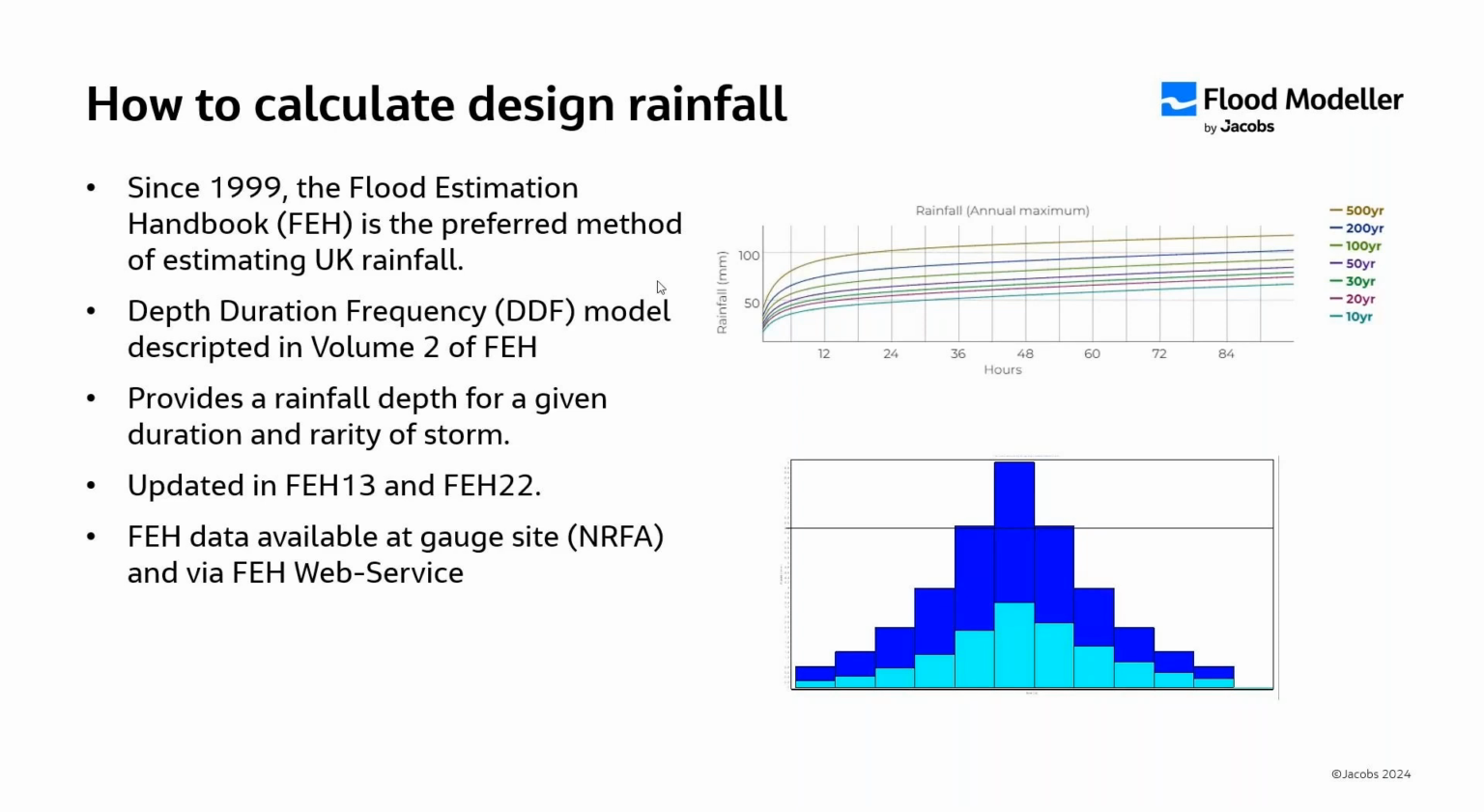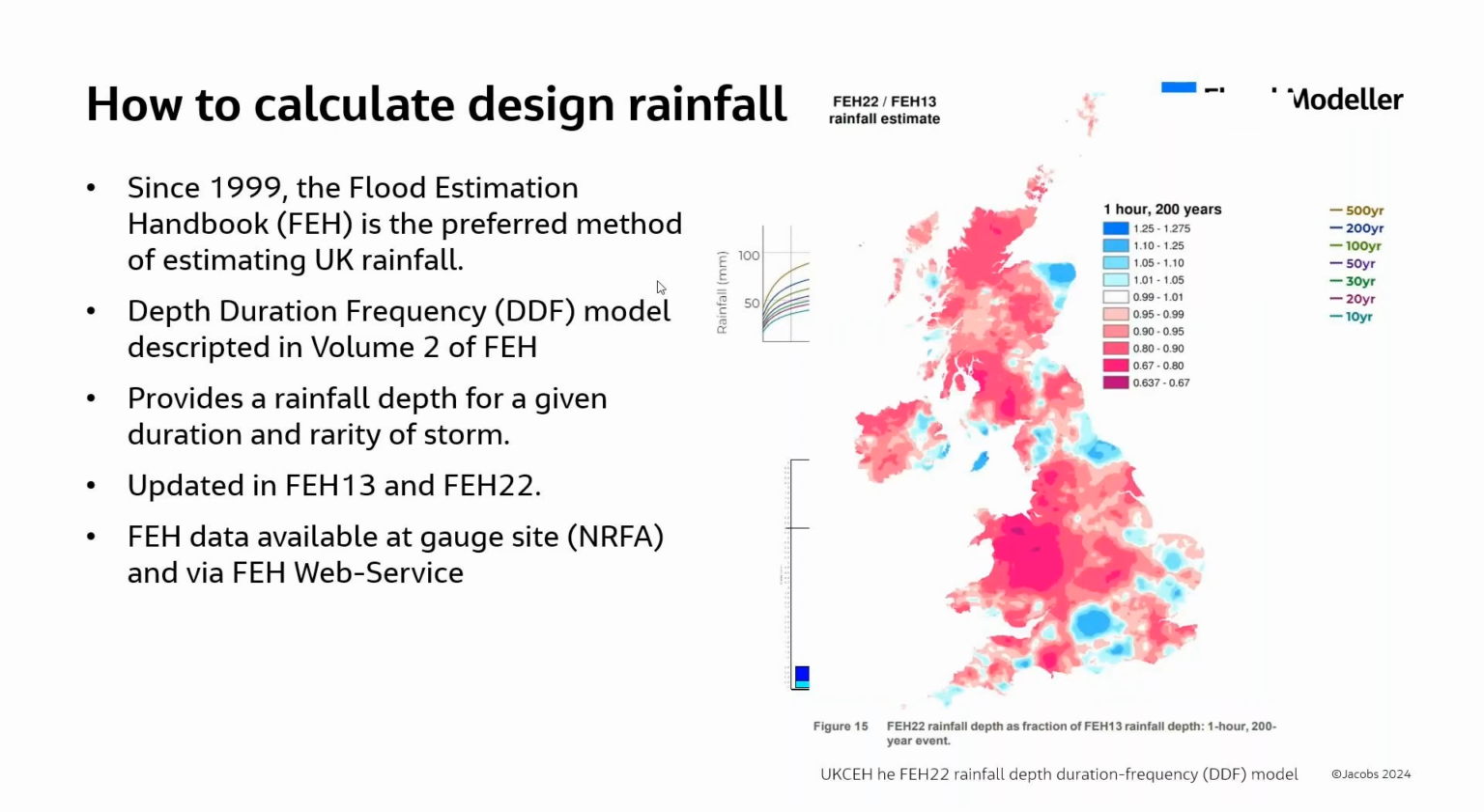This is an image in the FEH 22 technical report comparing, for a 1 in 200 year 1 hour storm, the differences between the FEH 22 and the FEH 13 model. And you can see very significant changes between those two models, largely by improving the data quality. So you can see anything from a 40% reduction to a 25% increase in extreme rainfall estimates for this particular example in that data set. And this just demonstrates the importance of using the most up-to-date data, so you're not over or underestimating the intensity of rain you're likely to be applying to your models.